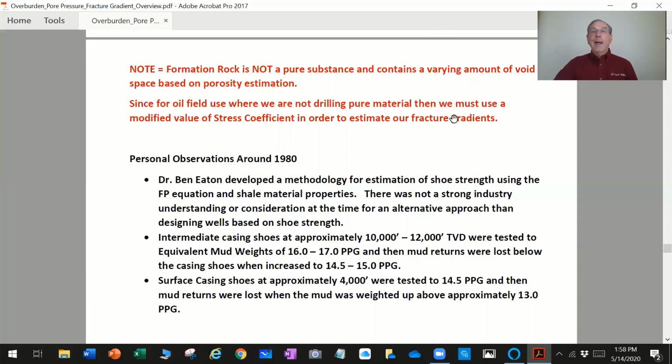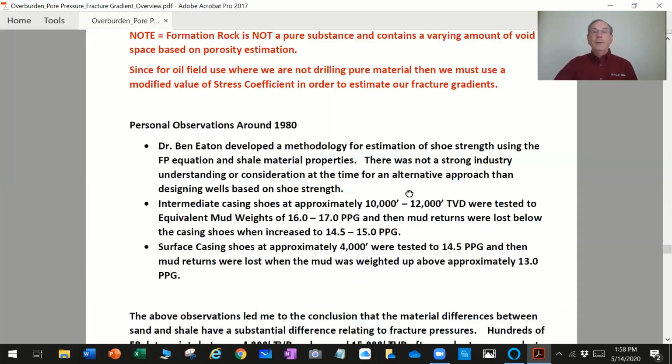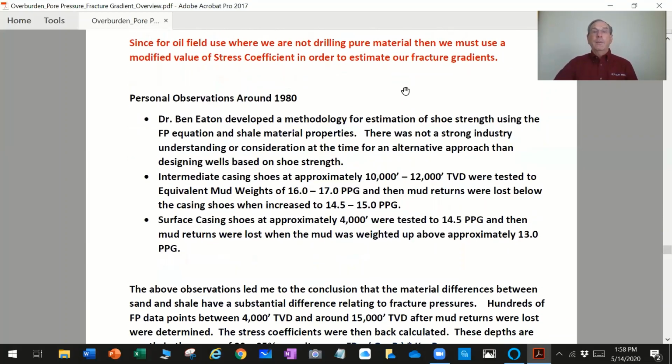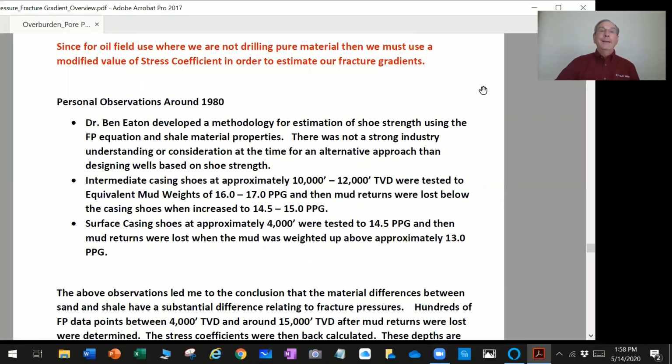Now, these are my own personal observations that I came up with around the 1980s, early in my career. Dr. Ben Eaton had developed a methodology for estimating shoe strength values using the fracture pressure equation that I've already shown and using the shale material properties.